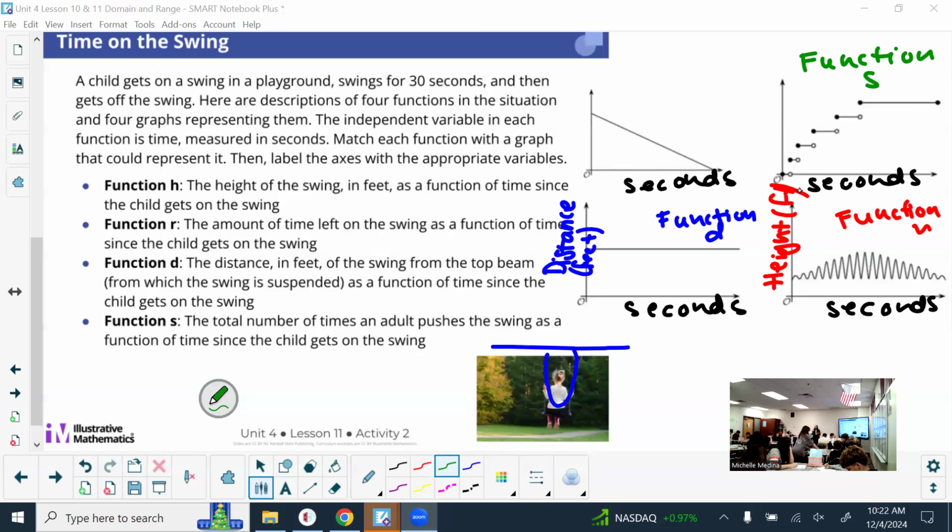Because when you count the number of pushes, it's like 1, 2, 3, right? It's not happening necessarily every single second. So that's why there's parts where it's the same number of pushes that you just did, right? So that one does match with function S. That y-axis would be the total number of pushes.